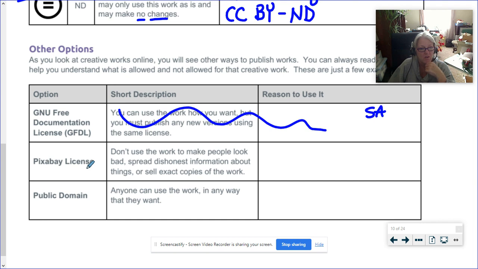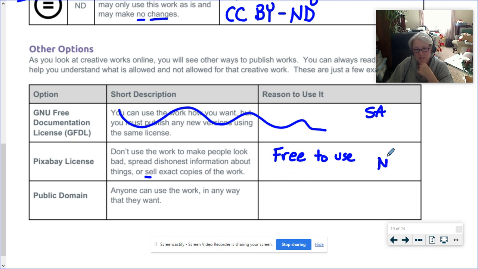Weird. Okay, Pixabay license. This one's kind of vague. We're going to use Pixabay a lot because they have a lot of great free images. It says, don't use the work to make people look bad, spread dishonest information, or sell exact copies. So it's kind of a situation where yes, it's free, but you've got to have some moral compass to use it. Usually, we'll say free to use, free for use, or as you're going to see on the next one.